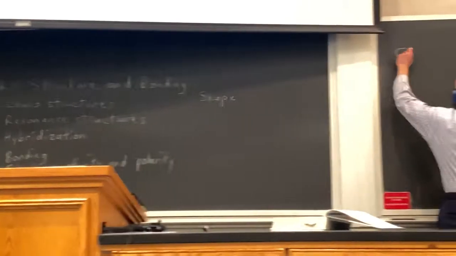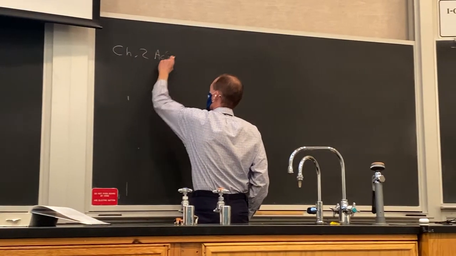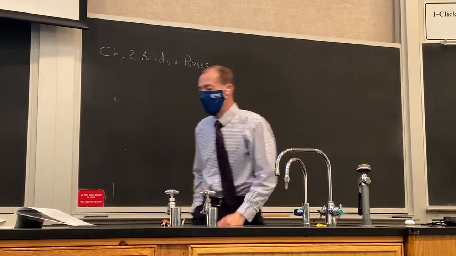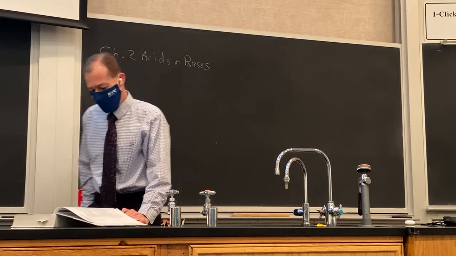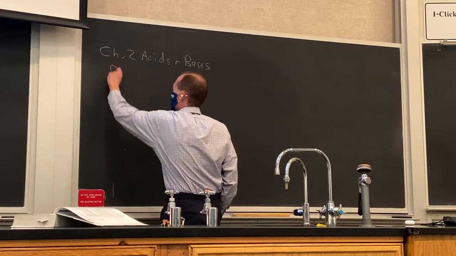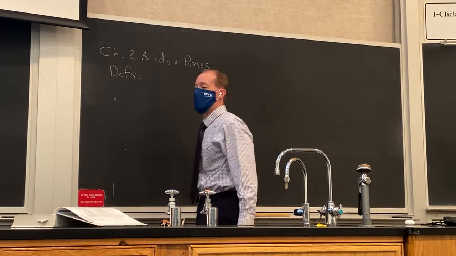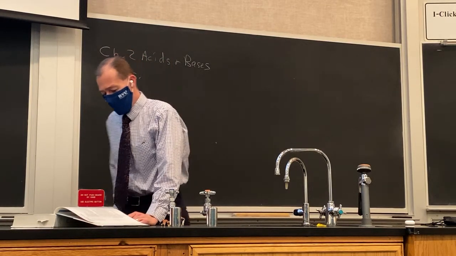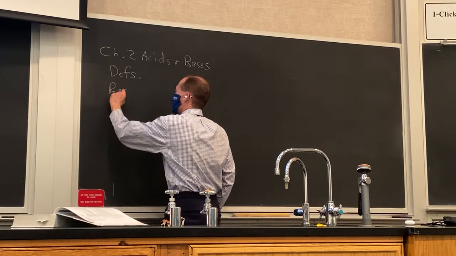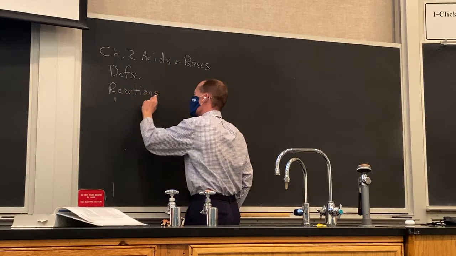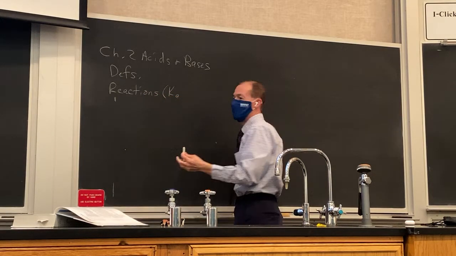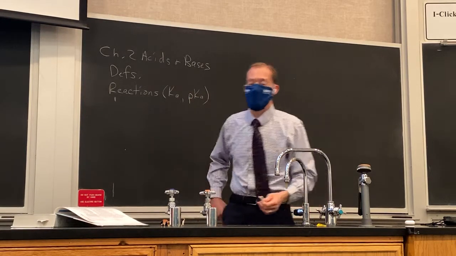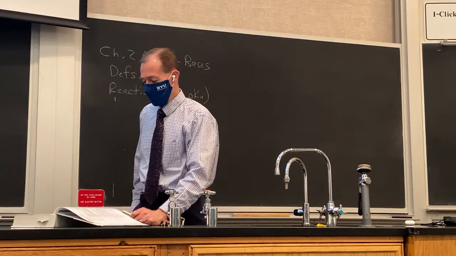So then we moved on to chapter 2, acids and bases. And in our acids and bases chapter, we started out with definitions. We have Bronsted-Lowry acids and bases. We have Lewis acids and bases. We went over some general characteristics of acid-base reactions. We have the Ka parameter and the pKa parameter. We talked about how to use pKa tables.